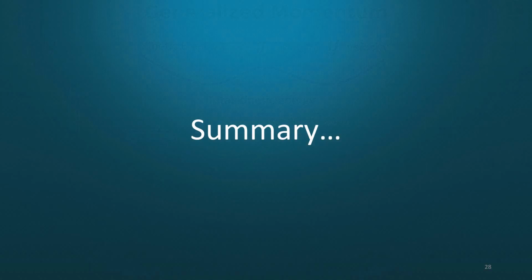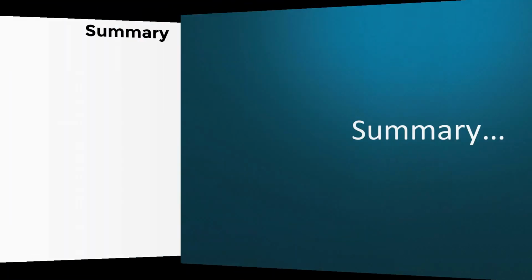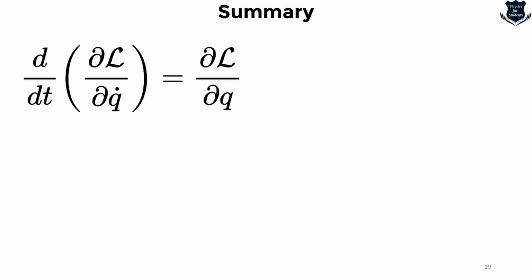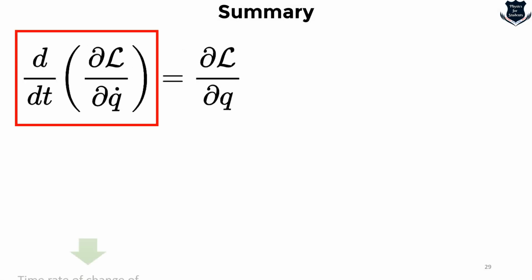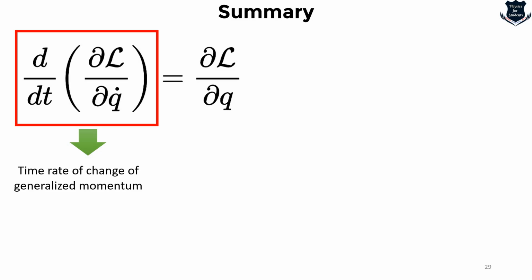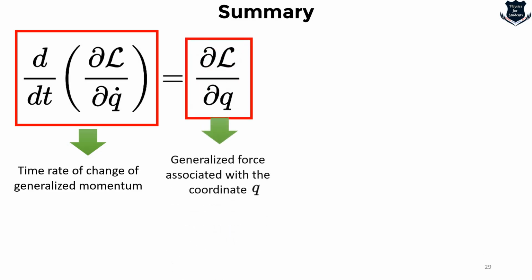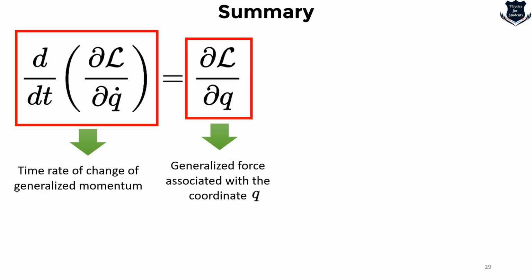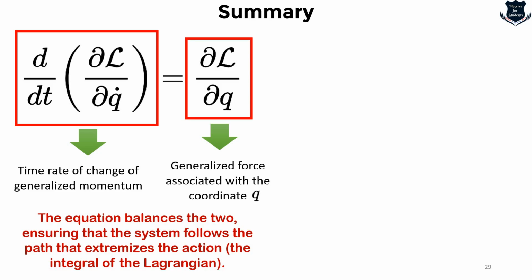Now it is time to make a quick summary of what we have learned. So we will look once more into the equation, and we know that this is the time rate of change of generalized momentum. We now know what the generalized momentum is. This part is the generalized force. We also know what a generalized force is, and what a generalized coordinate is. And from here we can find a nice definition: it balances the two, ensuring that the system follows the path that is the integral of the Lagrangian.